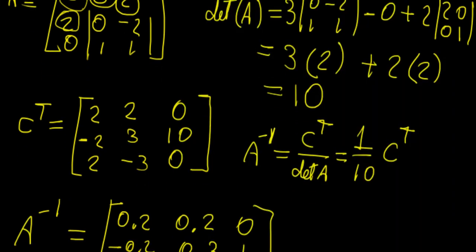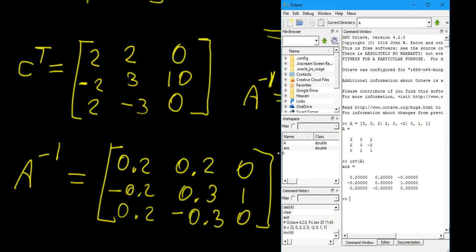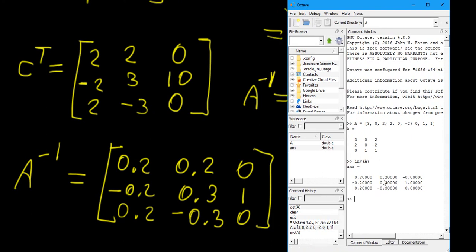And is that the same that we got here? Well, let's check. Let's have a look. And we have 0.2, 0.2, 0. Well, yeah, the minus is implied, but essentially you get the idea. Minus 0.2, 0.3, 1, and then 0.2, minus 0.3, 0. So yes, the answer is correct.